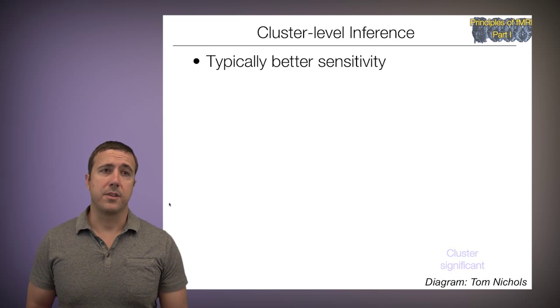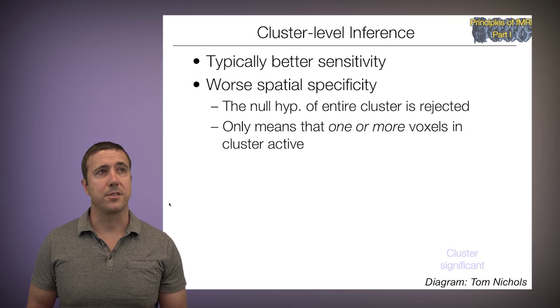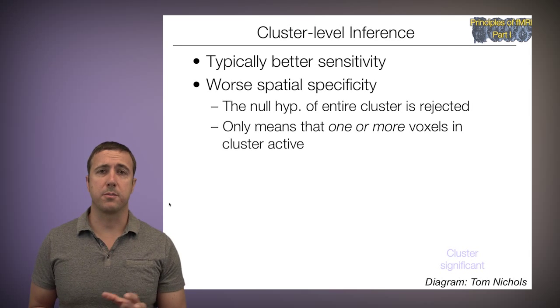So cluster level inference has some advantages. There's typically better sensitivity, especially to weak distributed signals. So it's easier to pick up on activation, but there's worse spatial specificity.